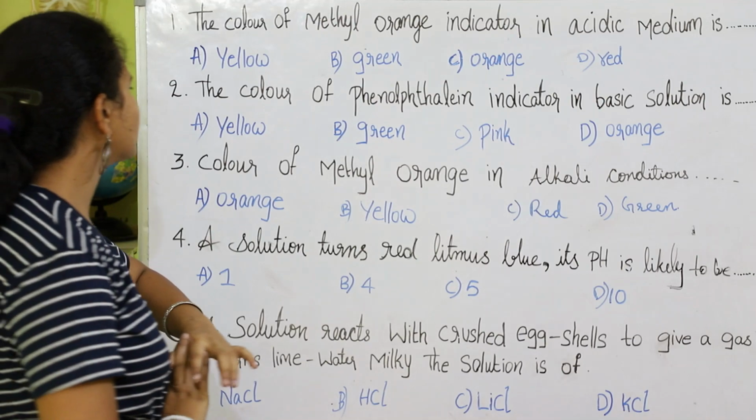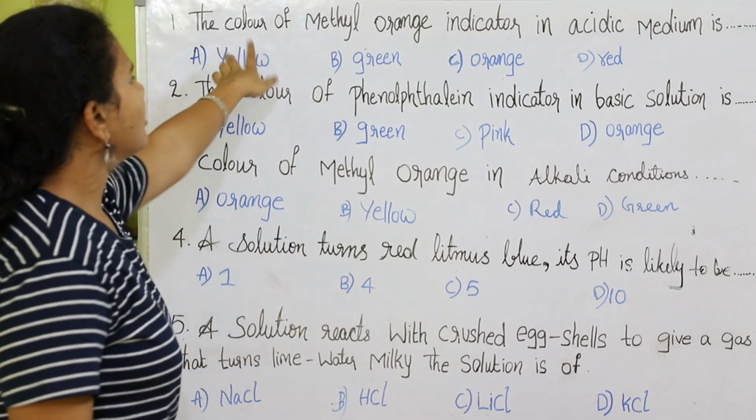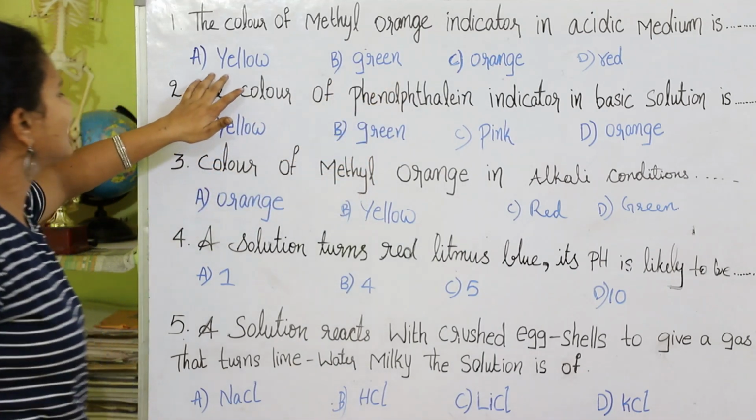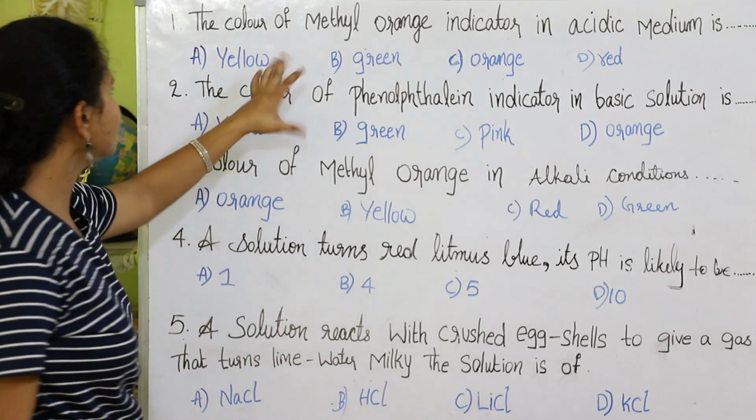As it starts, here you have the multiple choice question answers. Now let's start with it. The first one: the color of methyl orange indicator in acidic medium is? The options are option A yellow, option B green, option C orange, option D red. Clear? Now let's start with it.